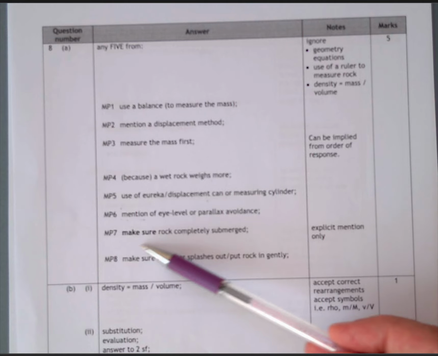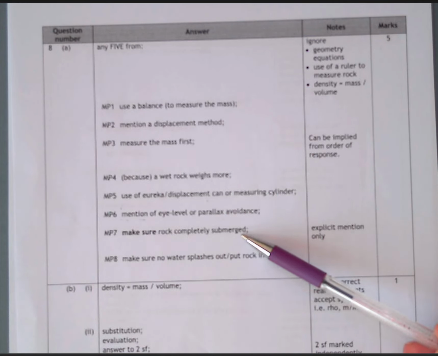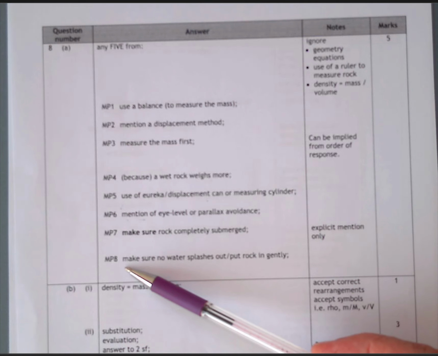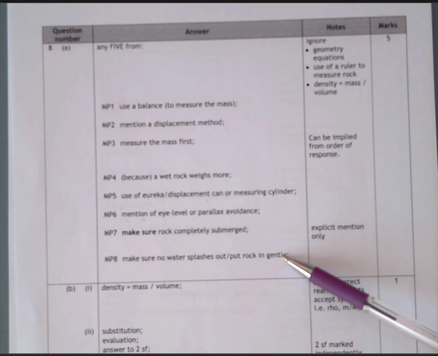Okay, and make sure the rock is completely submerged in the water, otherwise it will not be displacing an accurate volume. So there are so many ways to get the 5 marks, and make sure no water splashes out. So you should put it in gently. So these are all the points.